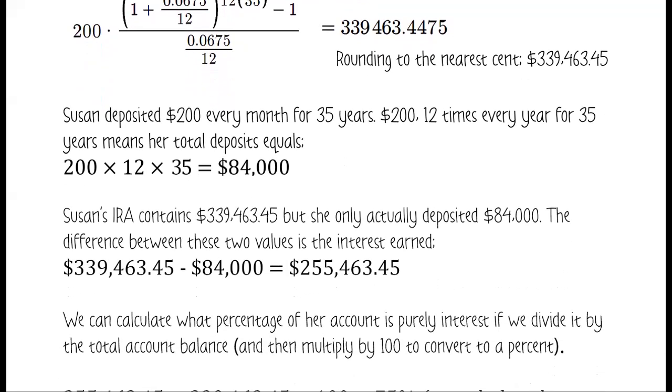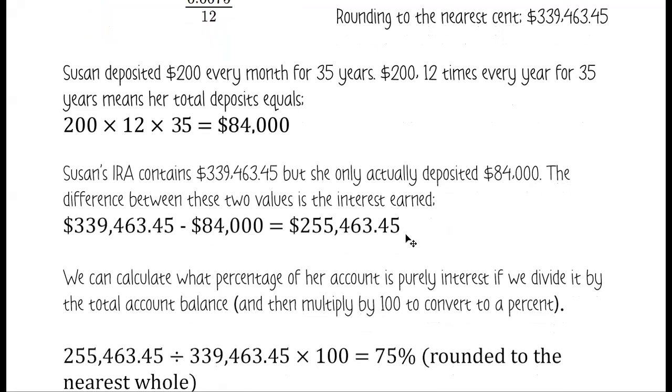We can go a little further than just finding out how much interest she earned. We can calculate what percentage of her account is purely interest. Remember, interest is the money that the bank essentially pays you for using them as your bank. So we can calculate what percentage is just interest if we divide the interest amount by the total account balance, and then we can multiply by 100 to get it into percent form. Let me show you. So this number here is her interest divided by the grand total in the account, and then multiplied by 100.